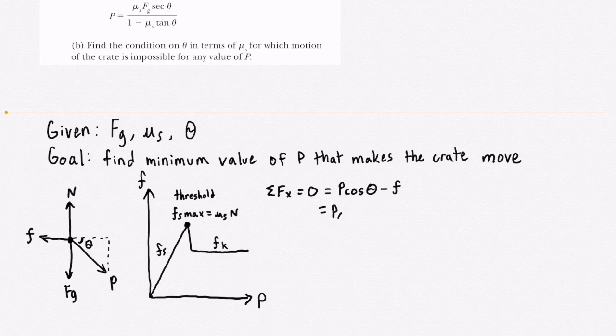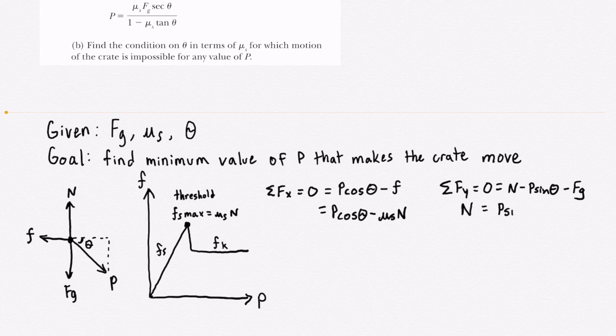So we can substitute this into our equation for friction. This equation would be P cosine theta minus static friction, because P cosine theta is the horizontal component of the P force. The net force in the y direction is normal force N minus P sine theta minus Fg, because the normal force N and the force due to gravity Fg are opposite forces in the y direction, and P sine theta is the y component of the P force. Now we must solve for the normal force in the F net y equation so that we can plug it into our F net x equation.